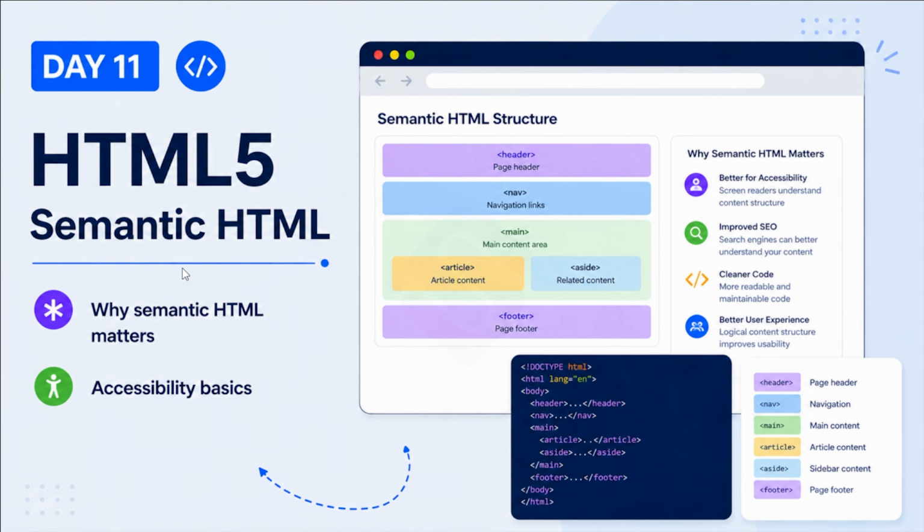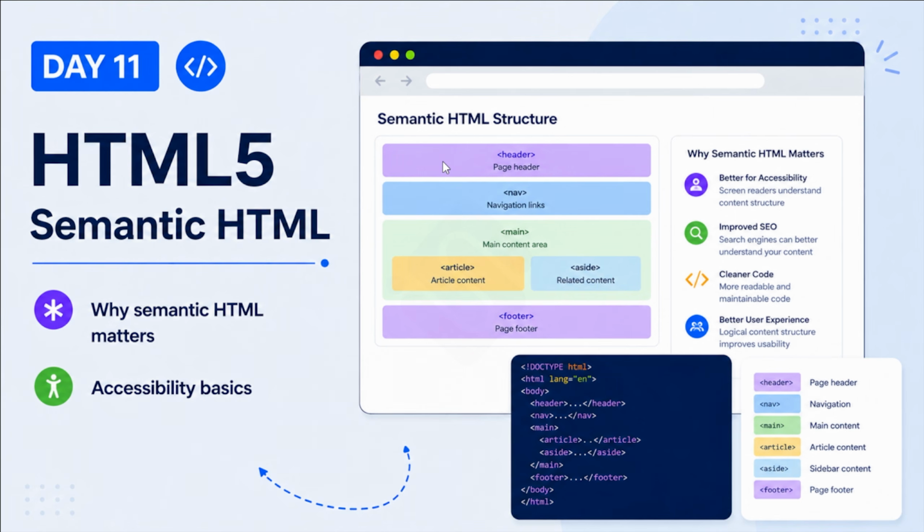So what is Semantic HTML? Semantic HTML means using HTML tags that clearly describe the purpose of the content they contain. So instead of using generic tags like div for everything, Semantic HTML provides meaningful tags such as header, nav, main, section, article, aside and footer tags. So these tags tell browsers, search engines and developers what each part of the web page represents.